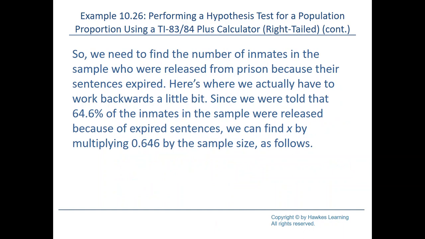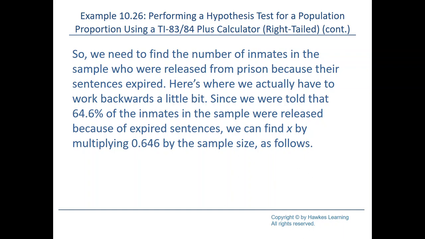The only thing that we have a little bit of an issue with is that in our case here, this one did not give me X. They gave me that 64.6% of inmates sampled were released due to expired sentences. Now, again, the problem in particular is that we need X. We don't need a percentage. We need the actual number. What is the X number here?